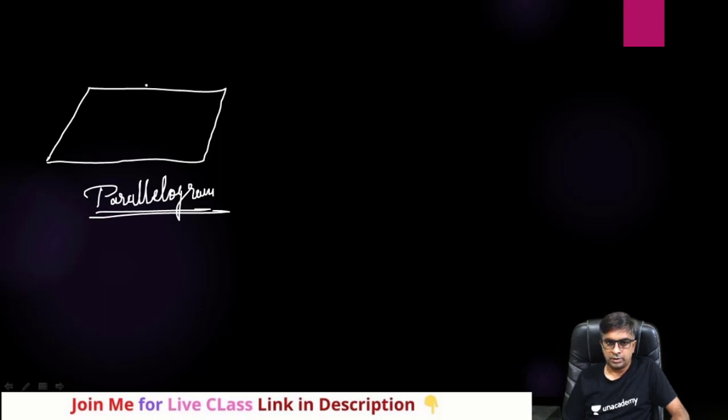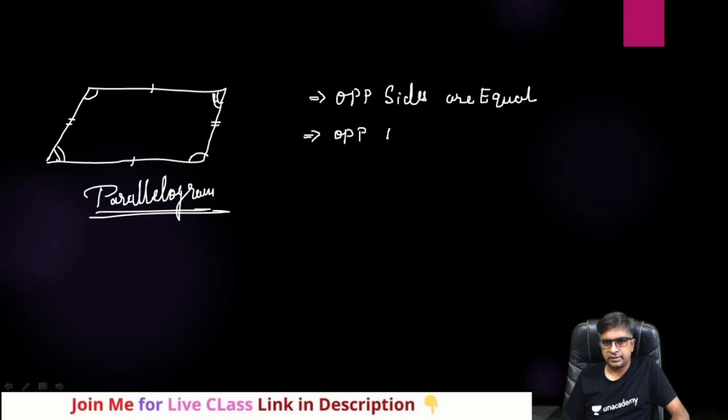Parallelogram. In parallelogram, let us start with sides. First of all, opposite sides are equal. Opposite angles will be also equal. This will be equal to this and this equal to this. Opposite angles are equal.